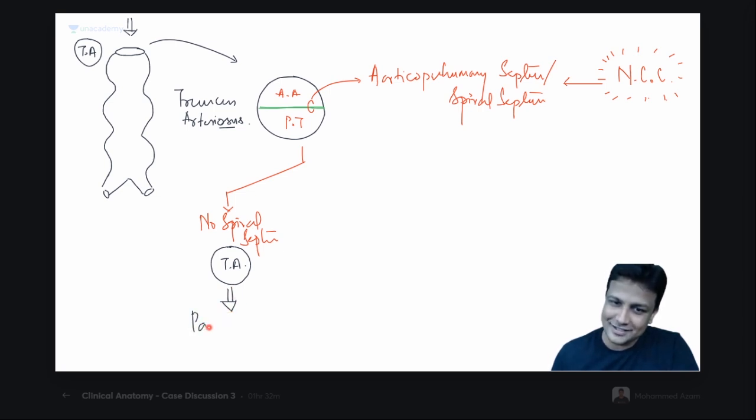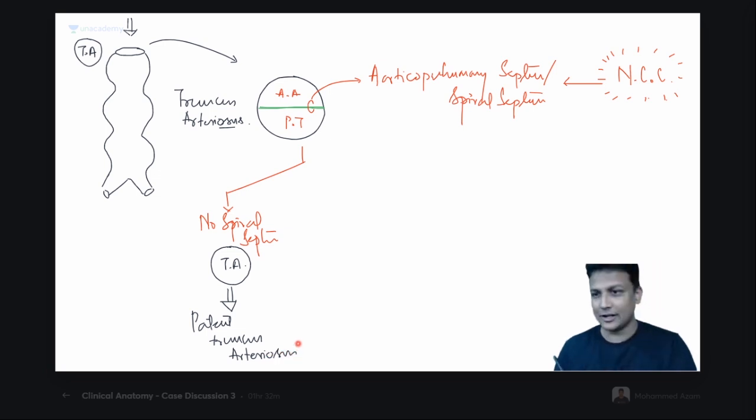What is that condition, guys? Patent truncus arteriosus. From that time, some people are going on telling transposition of great arteries. It is not transposition of great arteries, guys. I want you to understand the meaning and learn there. Is it okay? So it is not at all the transposition of the great arteries there. It is patent truncus arteriosus.